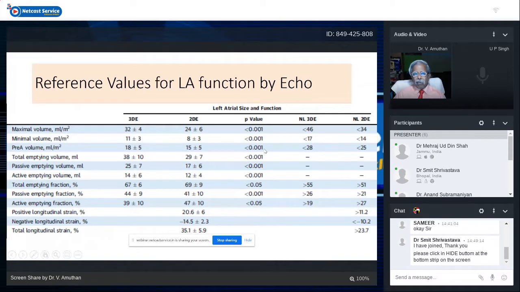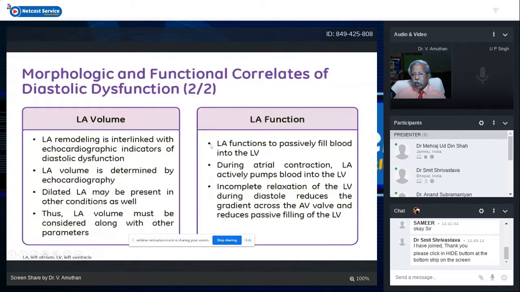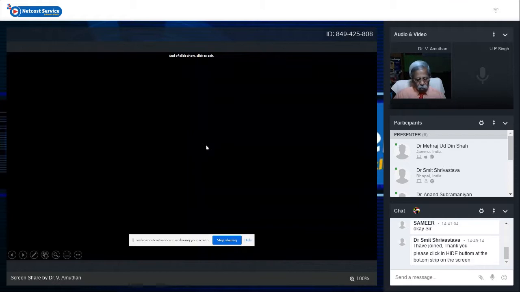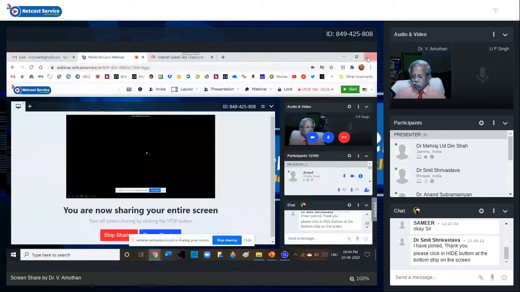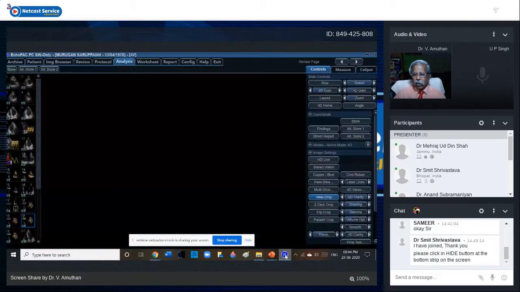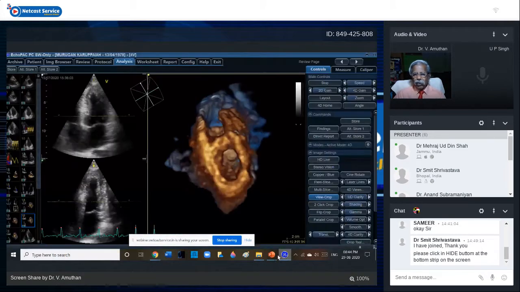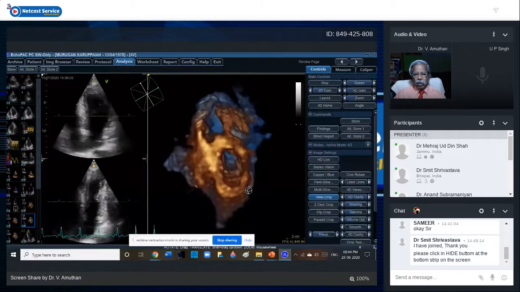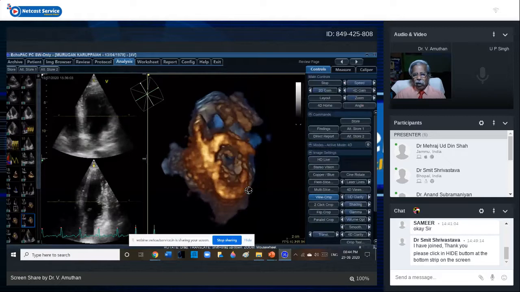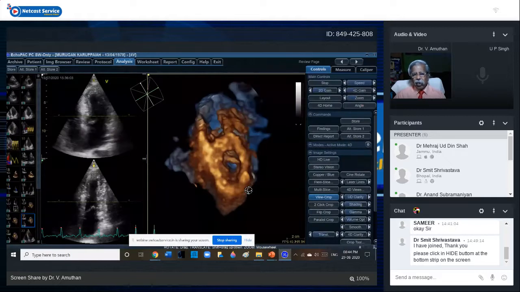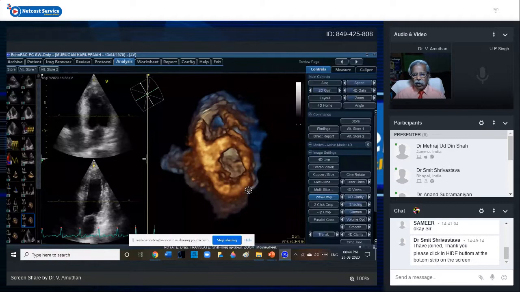So the LA volume calculation is very important, and that is the other thing. I will demonstrate one case where you can just see how this is calculated. Are you able to see the screen? This is the 3D from a patient with left ventricular hypertrophy who had severe systemic hypertension. His BP was 180 by 130.